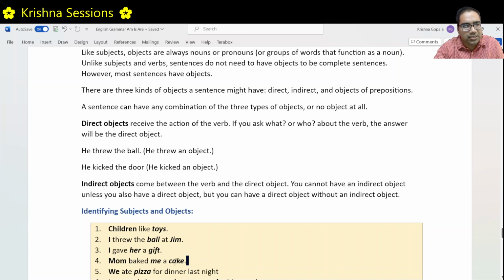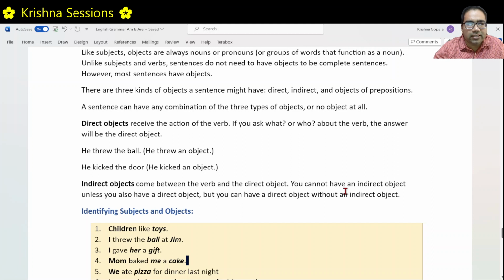Mom baked me a cake. What is the thing? What is the object here? Direct object is cake. Mom baked a cake. This cake is the direct object. For whom is it done? It is done for me. Me is the indirect object. Indirect objects come between the verb and the direct object. So when there is a direct object, then only an indirect object can happen. Mom baked me a cake. That means first a cake, which is a direct object, has to be there, and it is done for someone. That someone is called indirect object.